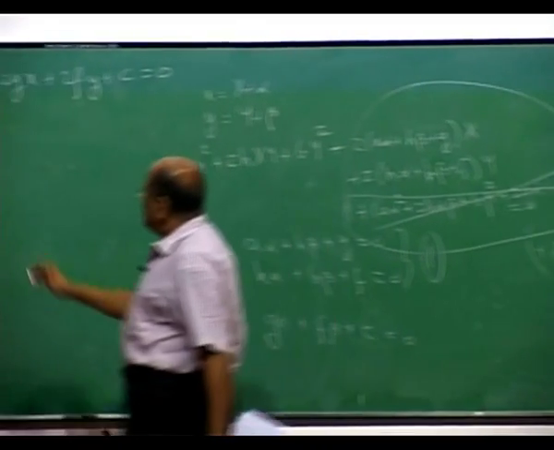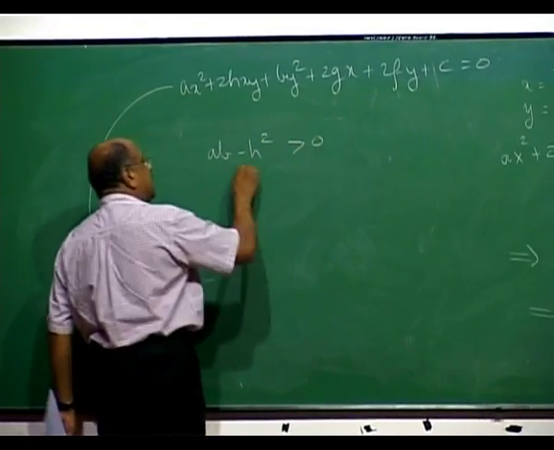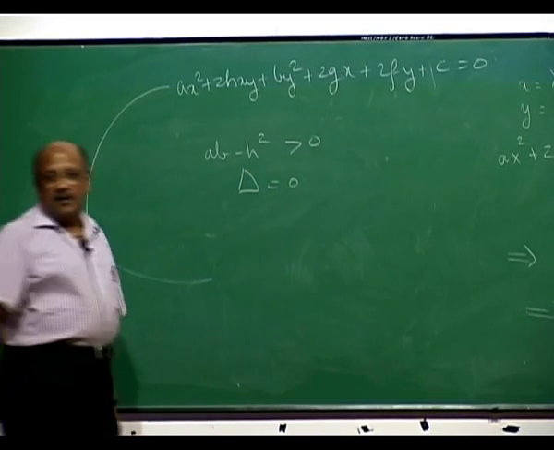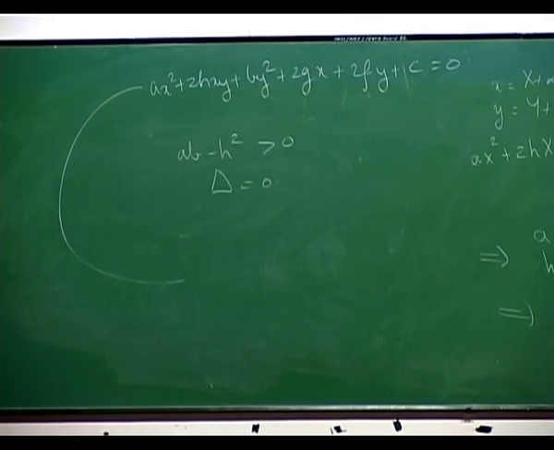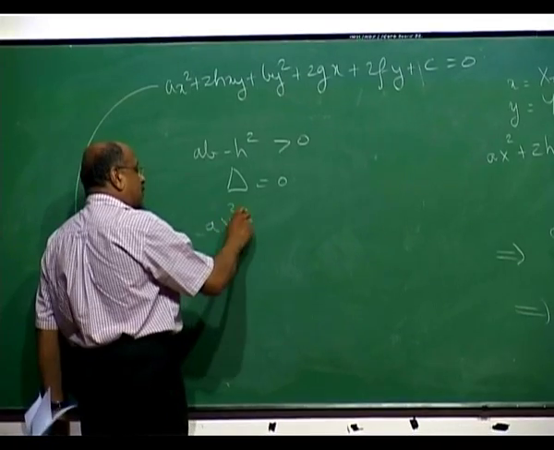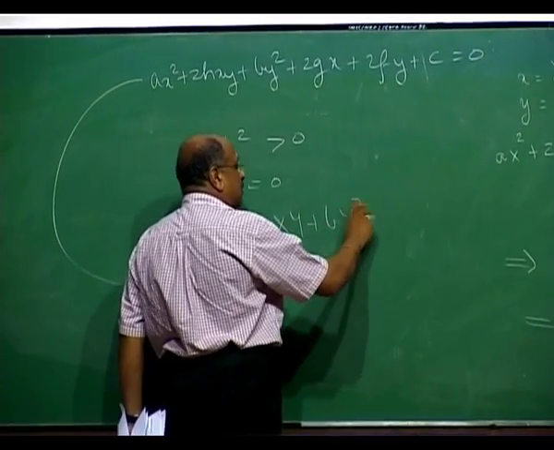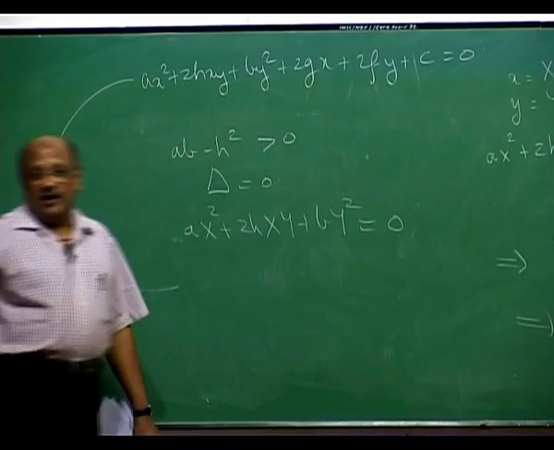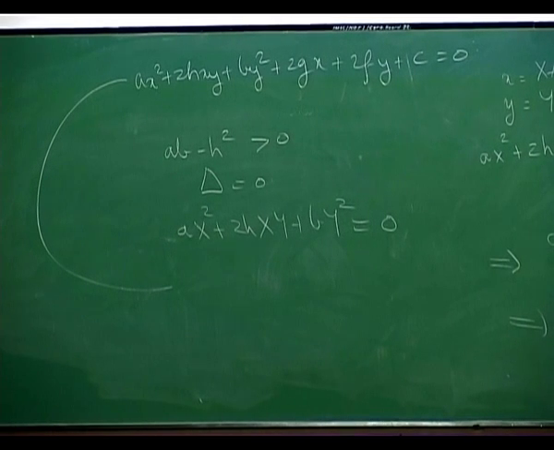What happens if ab minus h square is positive and delta equals 0? Well, you can go through all these things once more, everything will work, and this equation will reduce to capital X square plus 2h capital XY plus b capital Y square equal to 0.